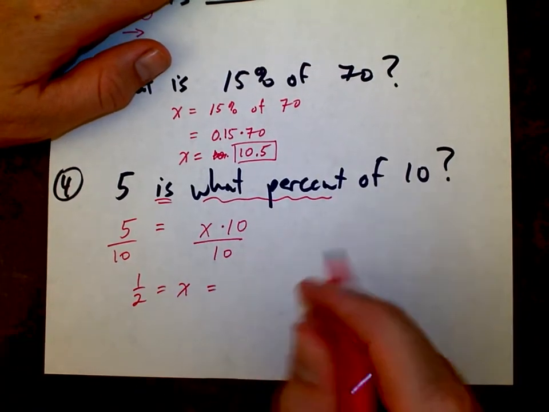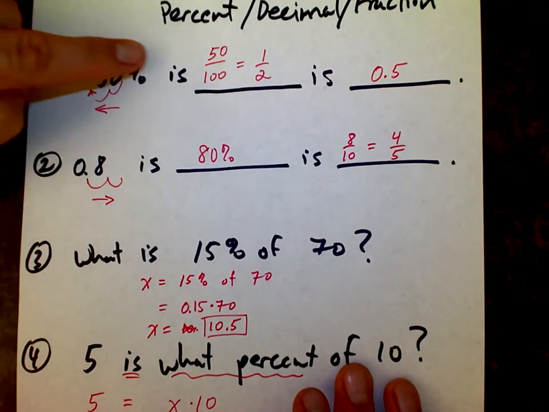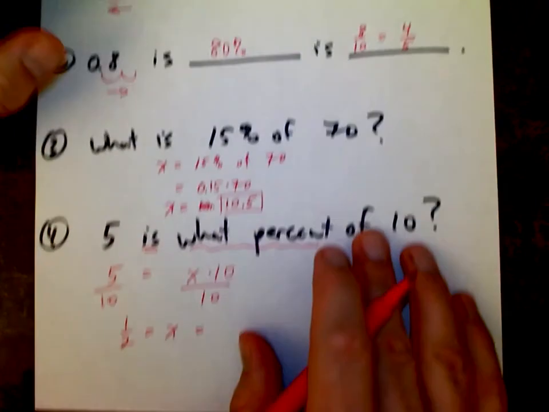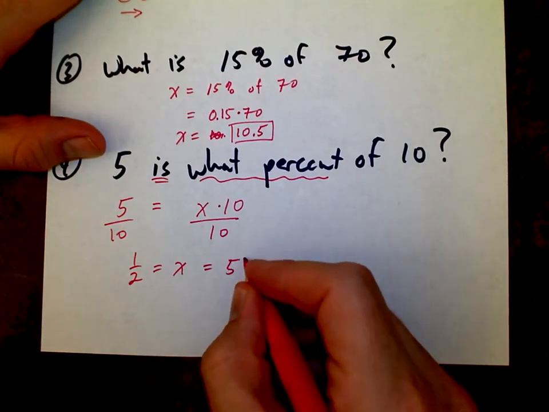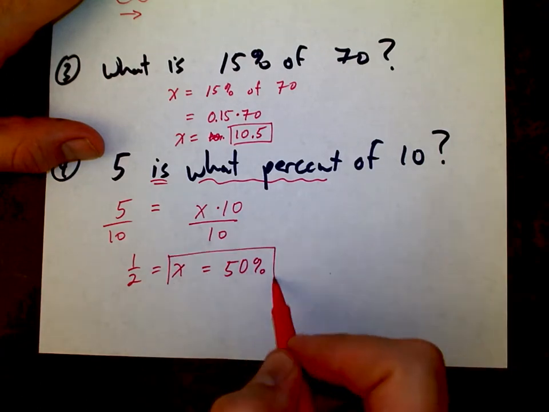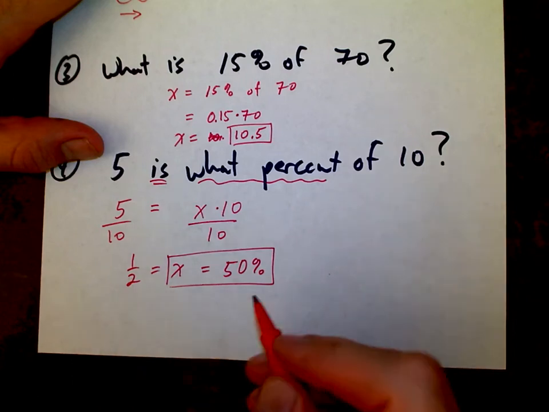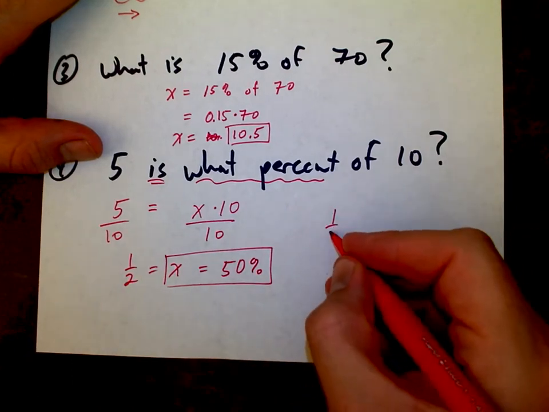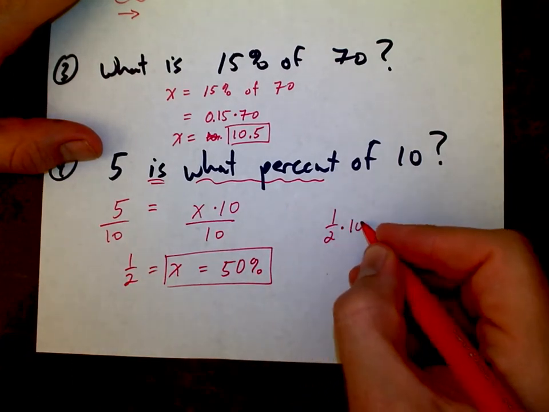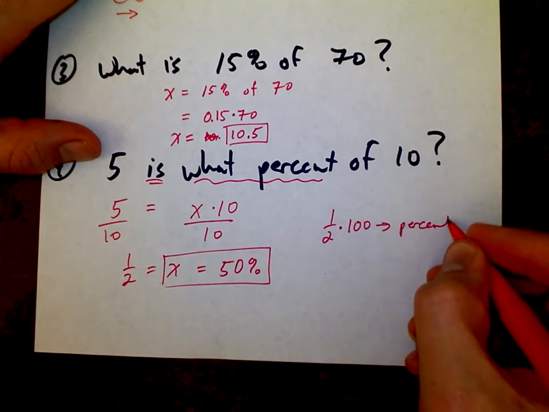Well, 1/2, as you know from the top, is equal to 50%. So 5 is 50% of 10. You could also, to convert from fraction to percent, take your fraction, multiply it by 100. That'll give you the percent.